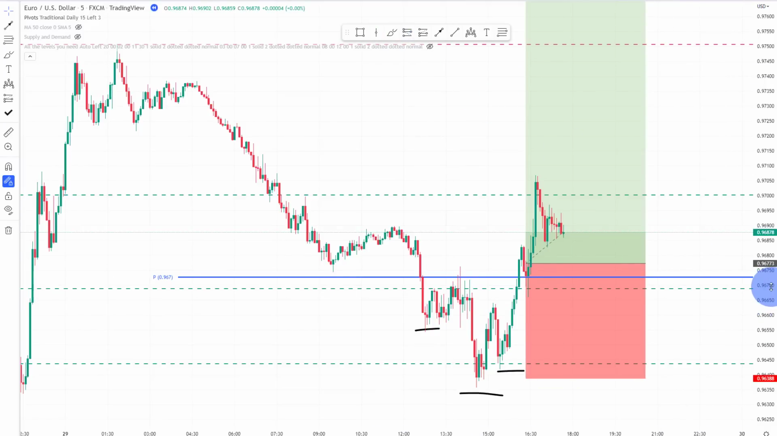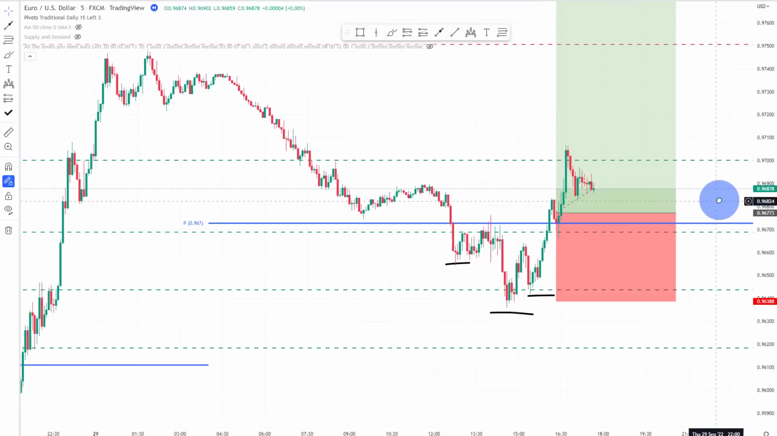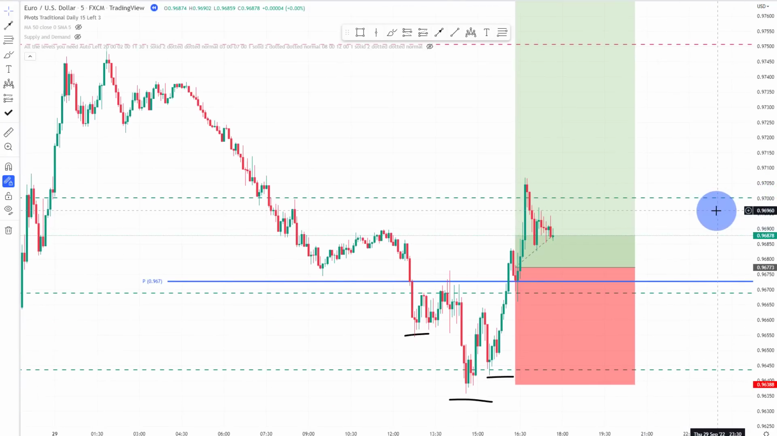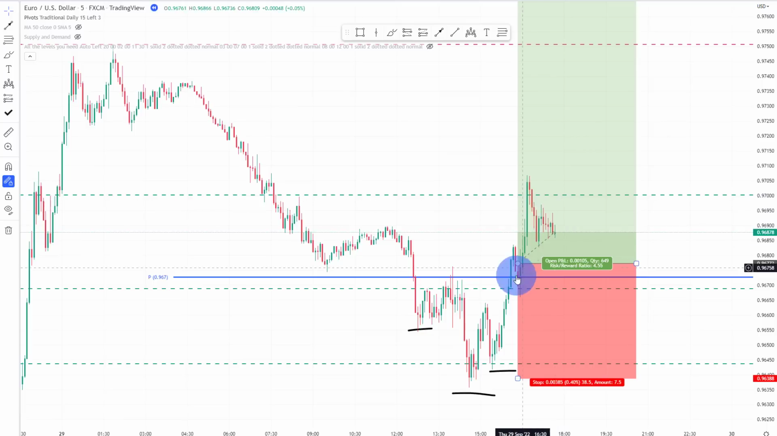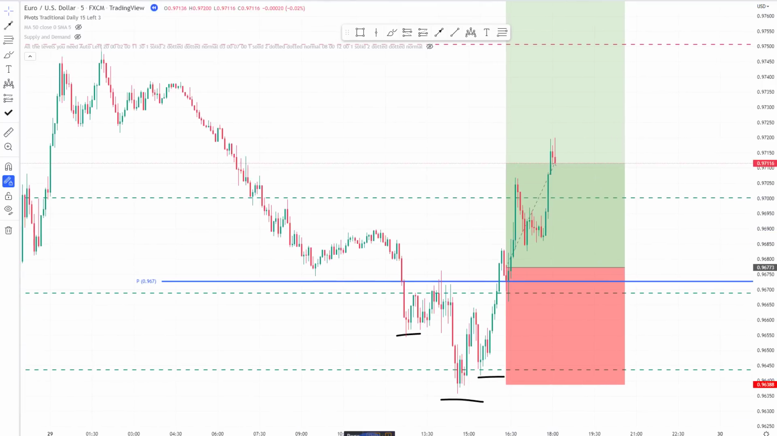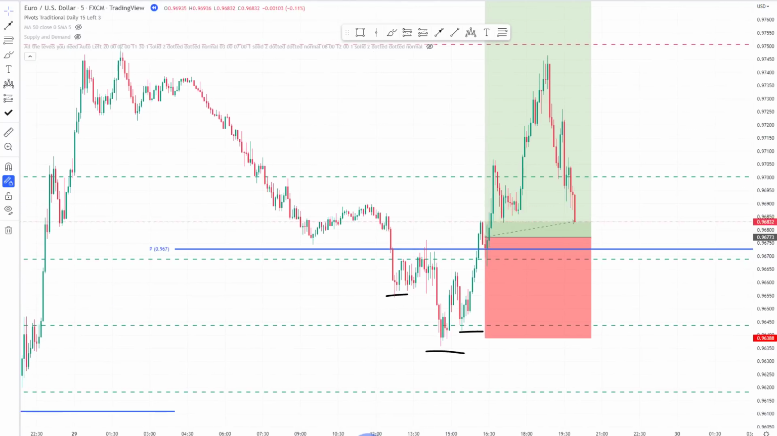We also have 967, which is also a round number. Here we are running into a little bit of trouble, which is 97 or 0.97. It's a round number, but that shouldn't be such a big problem. We are trading with the trend, as we have identified on the higher time frame.